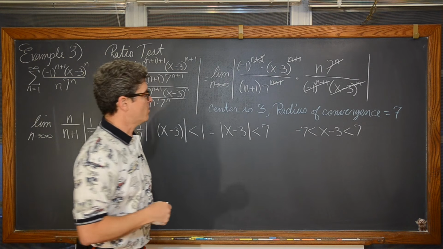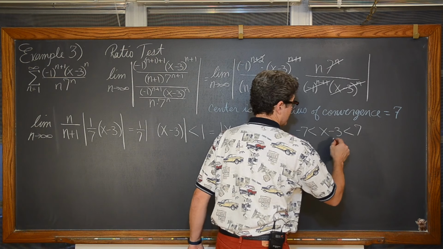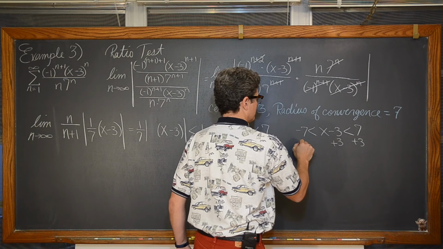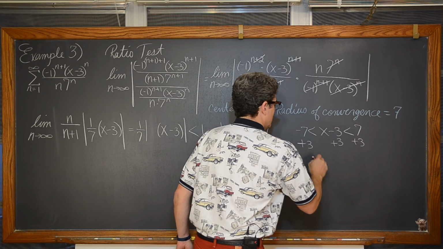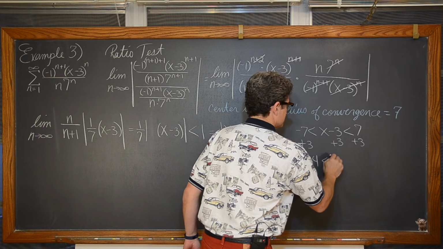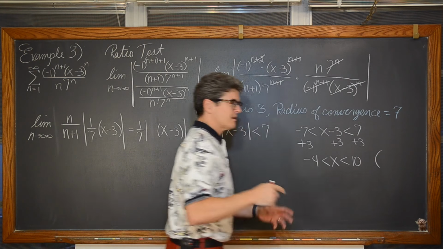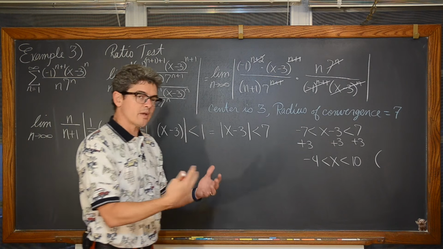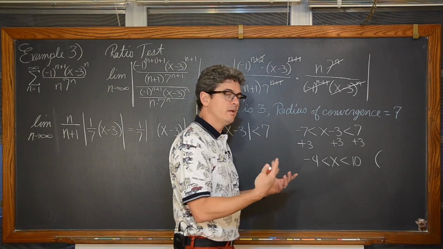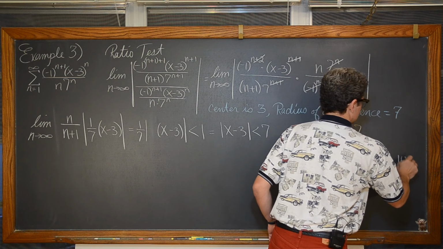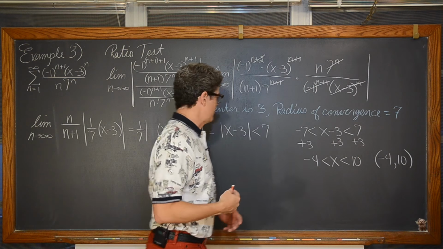Solving this compound inequality, we're going to, very difficult here, add 3 to everything. And we have negative 4 is less than x, which is less than 10. So our interval, I can't say really interval of convergence because we haven't tested the endpoints yet, but our preliminary interval here is from negative 4 to 10. So now we need to test the endpoints.